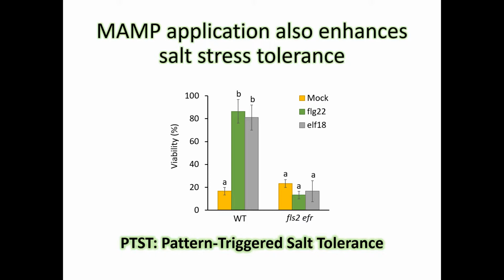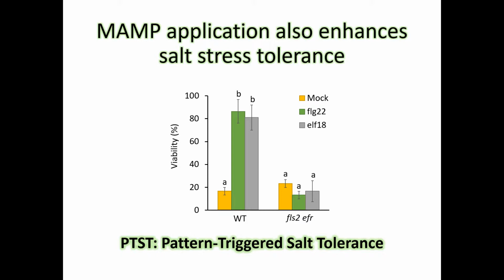We also tested whether bacterial MAMPs, such as FLAG22 and ELF18, could induce salt tolerance, and indeed they could. So as you can see here, pre-treatment of plants with FLAG22 and ELF18 induces enhanced tolerance. And this is again dependent on their pattern recognition receptors. As you can see here, the FLS2 and EFR double mutant is incapable of induced salt tolerance. We therefore call this phenomenon pattern-triggered salt tolerance, or PTST.